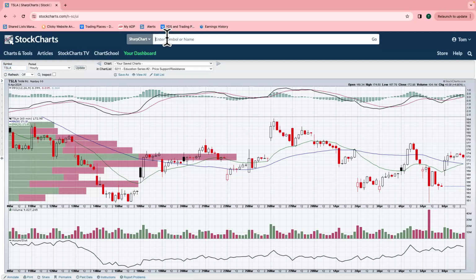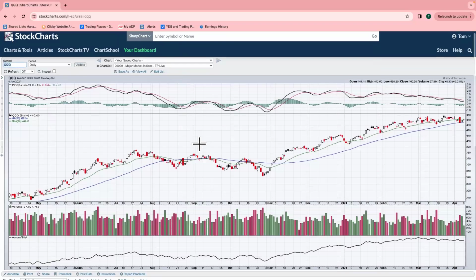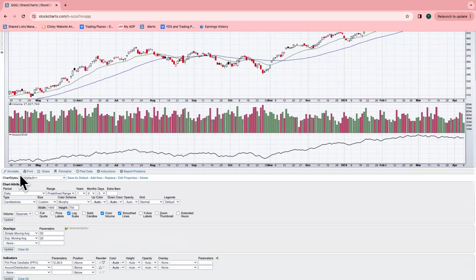Can you analyze QQQ at this point and look at support and resistance? All right. Well, this is kind of what I do almost every day.